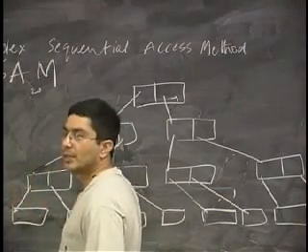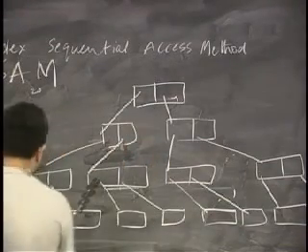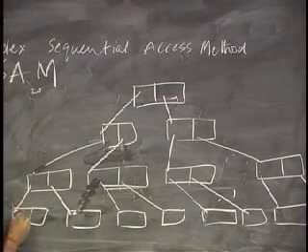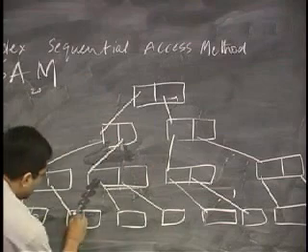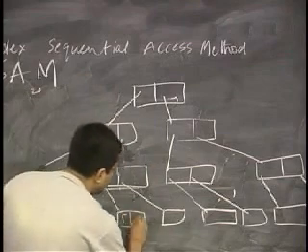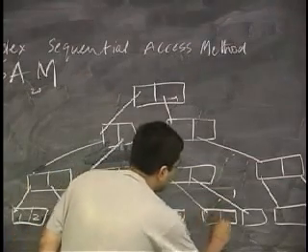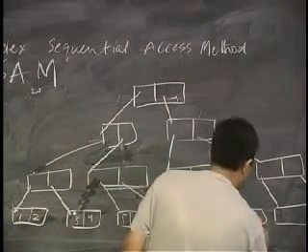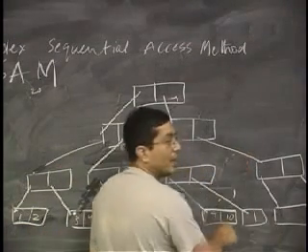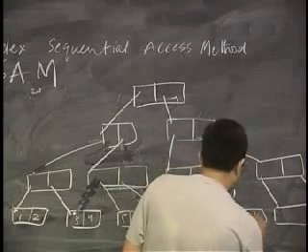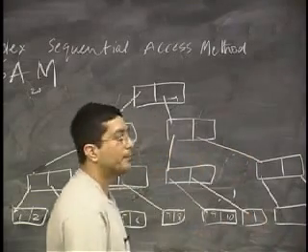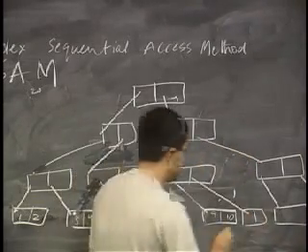I'll put in some numbers so that it'll become clearer. So this data has keys, say 1, 2, 3, 4, 5, 6, 7, 8, 9, 10. No, these are the key values in here. Okay, but aren't they interspersed with pointers? Yeah, to the real data.